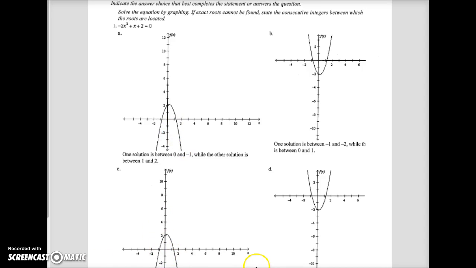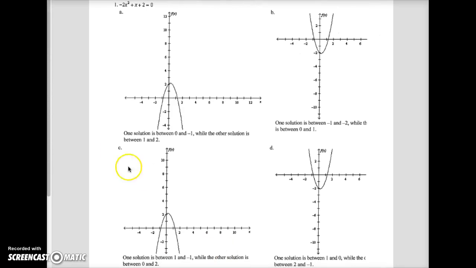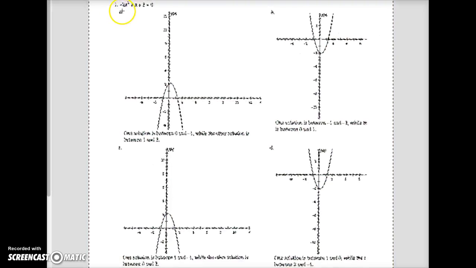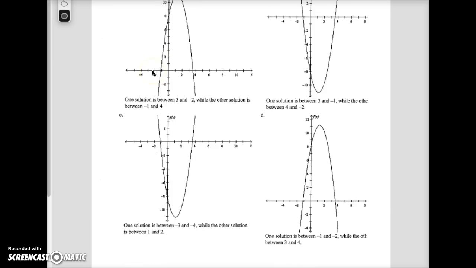And let me see if I can change my viewing window. Part A says between 0 and negative 1, and B says 1 and negative 1. And I just saw that it was between 0 and negative 1, so I already know it's A. I don't even have to look at the other value. So that tells me that my answer to the first question is A.